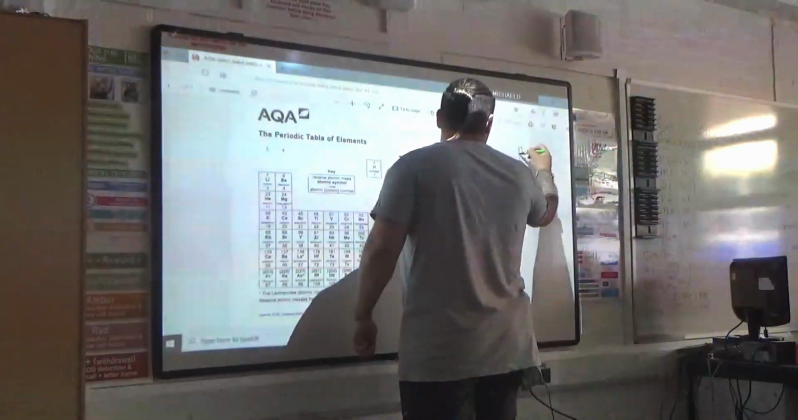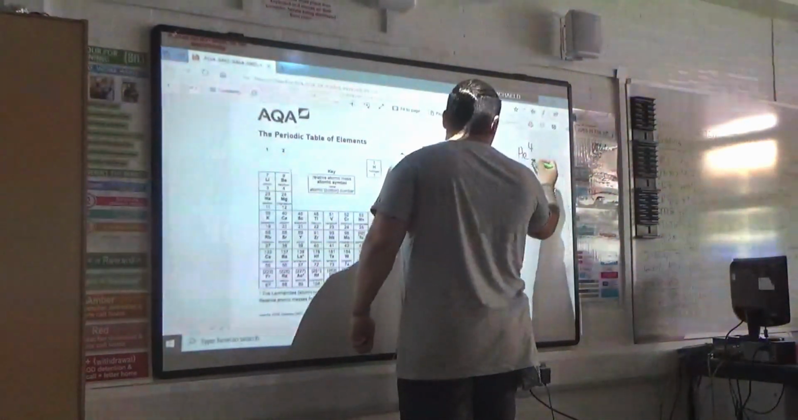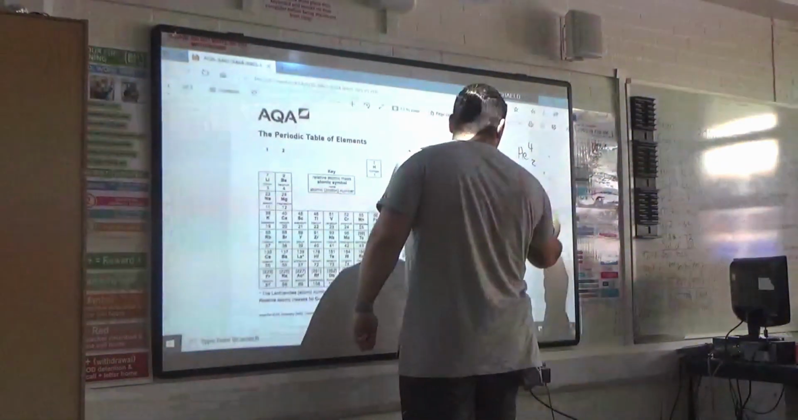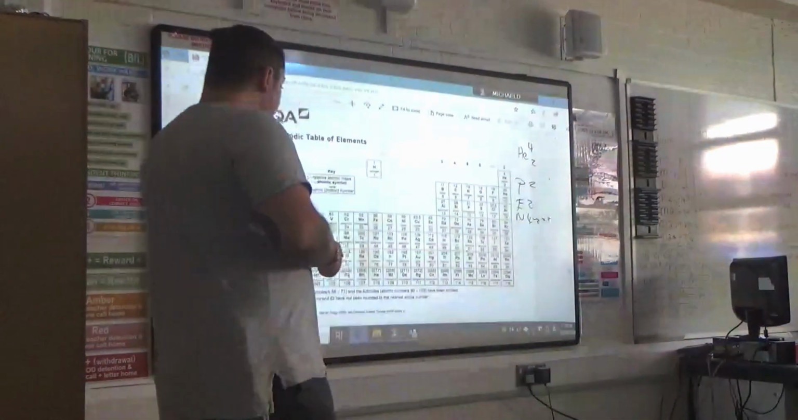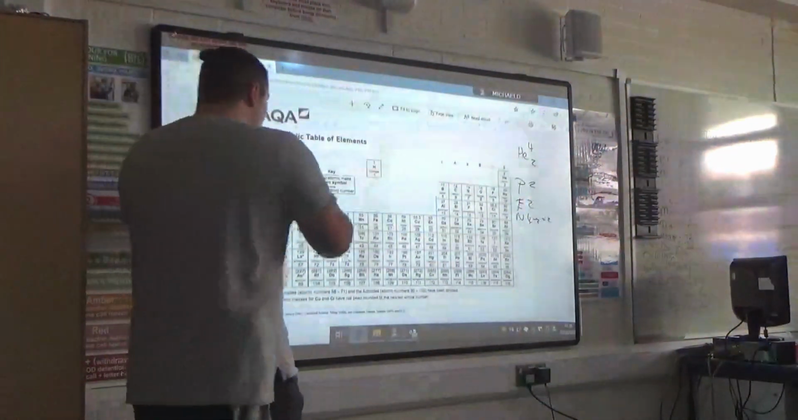If I wanted to work out which one it is for this, I would do bottom number 2, top minus that equals 2. Easy. Every time you get it right, you can't get it wrong. You can if you do your maths wrong.